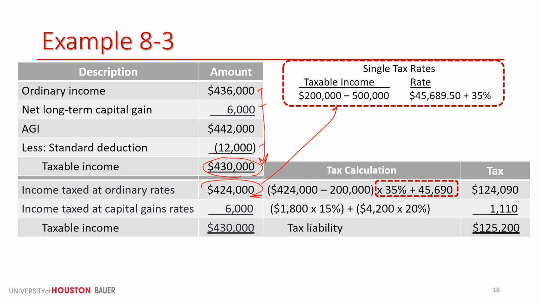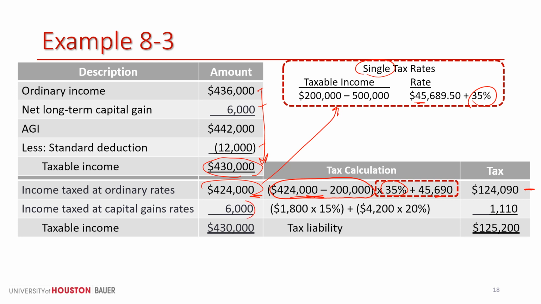We then look to our rate schedule for a single taxpayer, and we can see his marginal rate is 35%. So all the income above $200,000 will be taxed at 35%, and the first $200,000 will be taxed at $45,690. So we can see that calculation right down here. We're taking the marginal amount of income, multiplying it by that 35%, plus we're adding the tax on the base of $200,000. So we get the total tax of $124,690 on ordinary income.